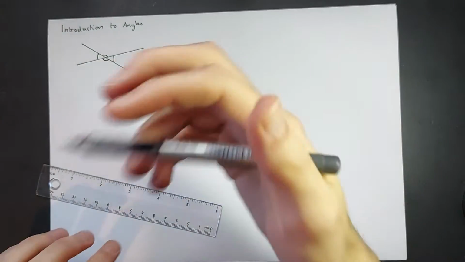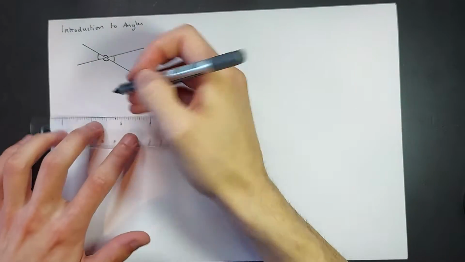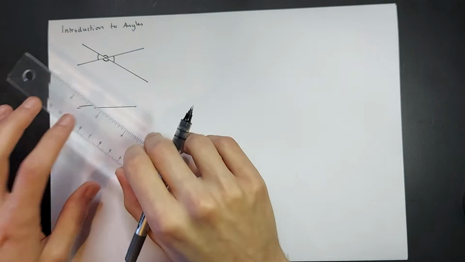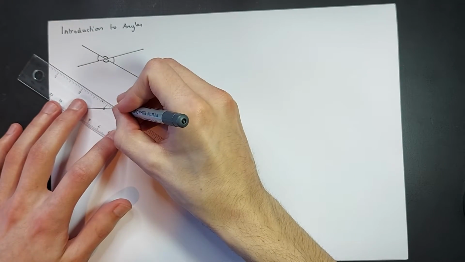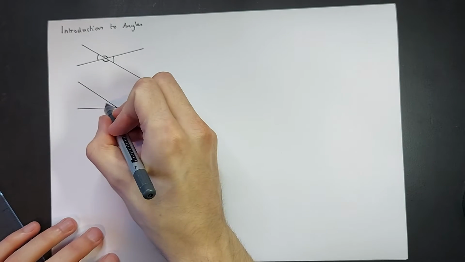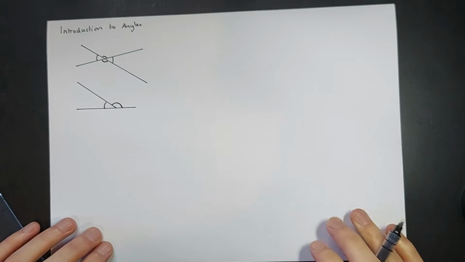They don't have to cross. So here we've got two lines that intersect, they cross each other. We could have one line like this, and let's do another line that just meets it here. It's not going to cross it, it's just going to meet it. So here you can see we're going to create two angles, one here and one here.